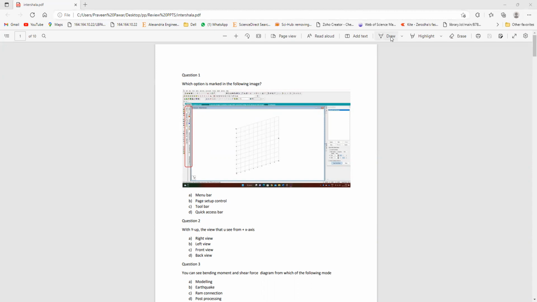and I am going to share them with you today. So the first question is, which option is marked in the following image? By looking at this image, what does this mark indicate? It indicates a menu bar.